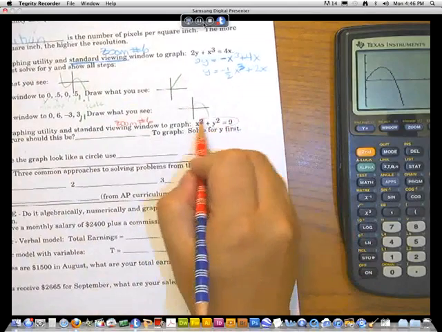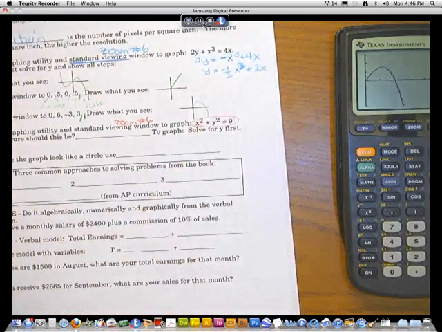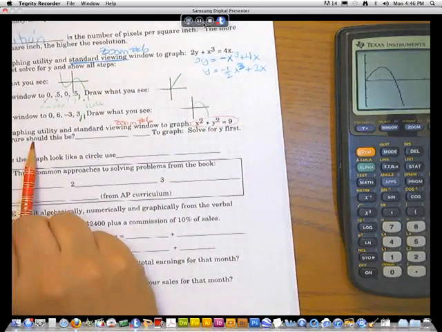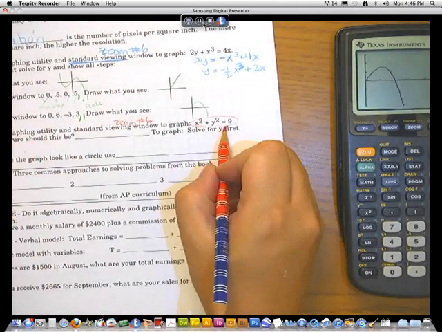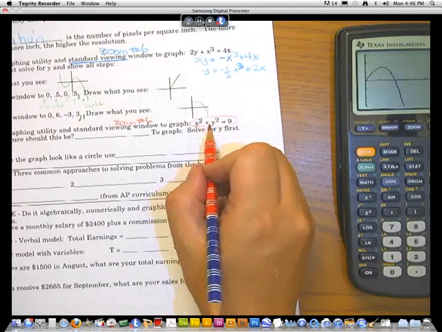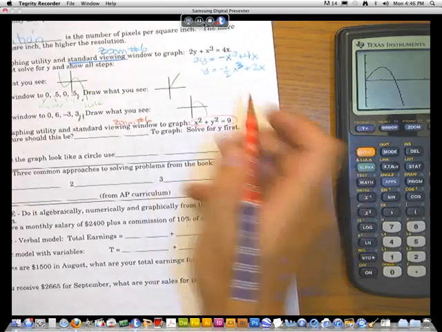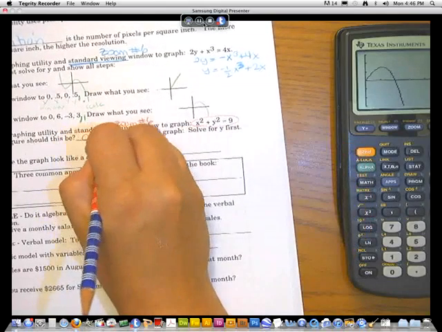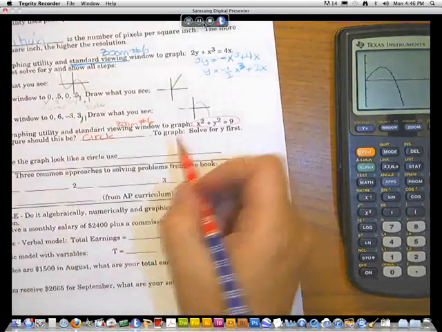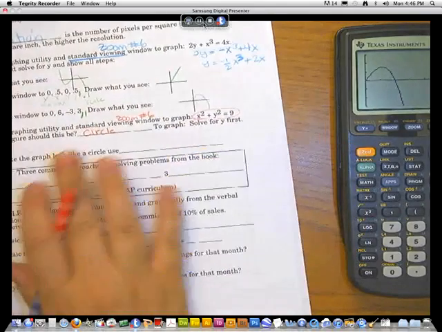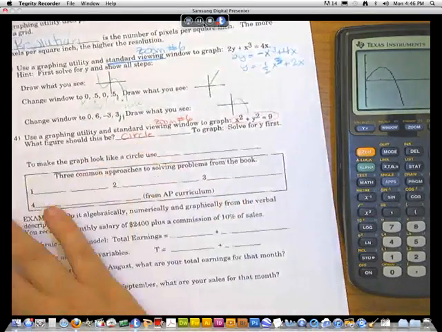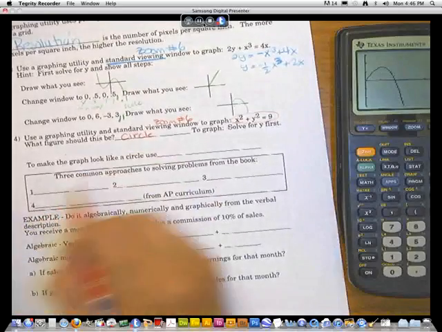And we're going to graph x squared plus y squared is 9. Well, what should this figure be? From the last section, P1, if you have an x squared plus a y squared, it's a circle. So it should be a circle. But in order to graph it, you have to solve for y first. You will be solving these for y, so you need to make sure you know how to do that.